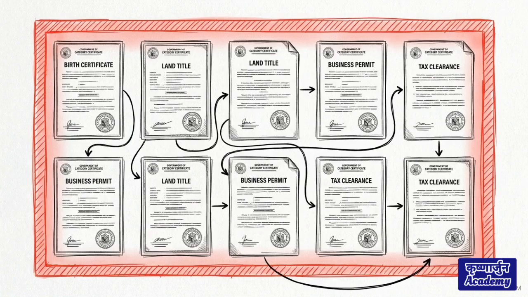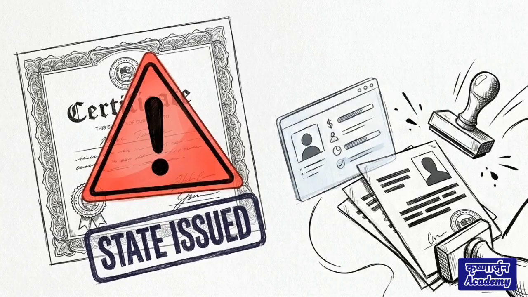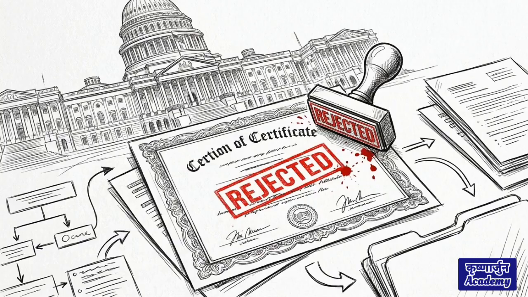Category claims are also heavily restricted. If you apply under the economically weaker section, your certificate is only valid if it covers the 2026 to 2027 financial year. For other backward classes or OBC candidates, holding a state-issued certificate is a risk. It is invalid for this exam if your specific caste is not officially recognized by the central government.